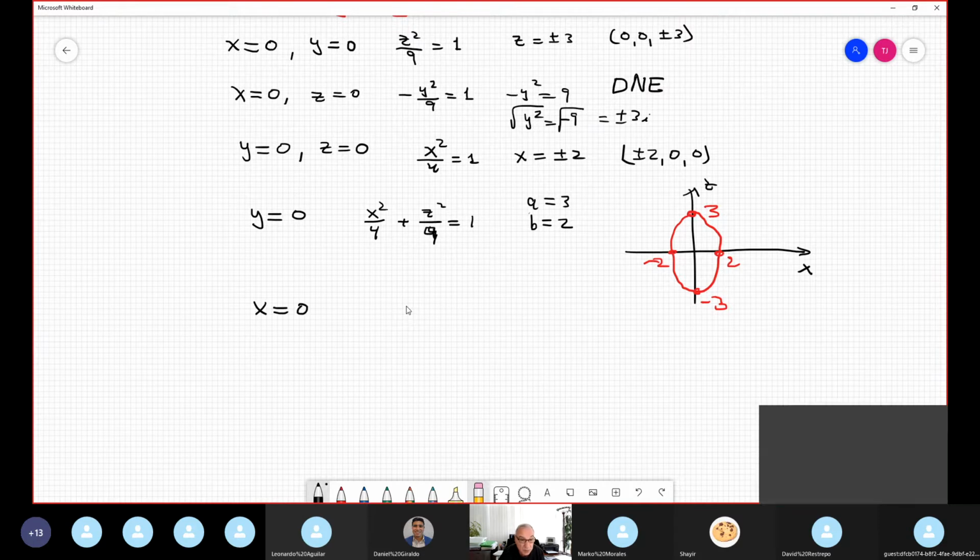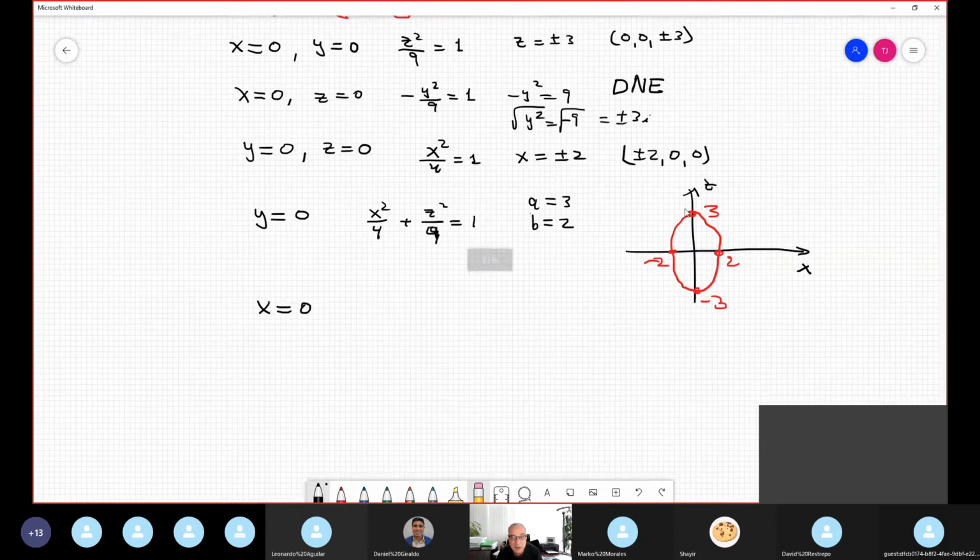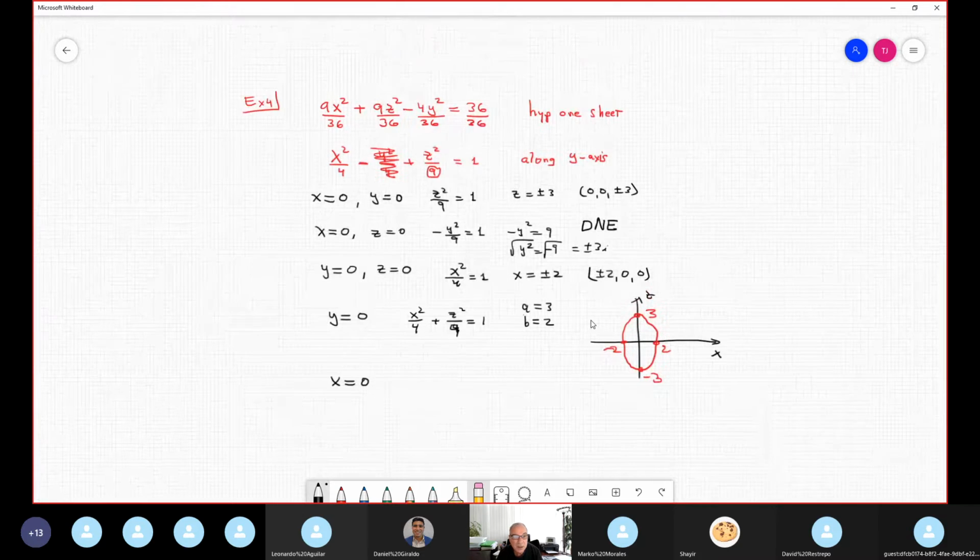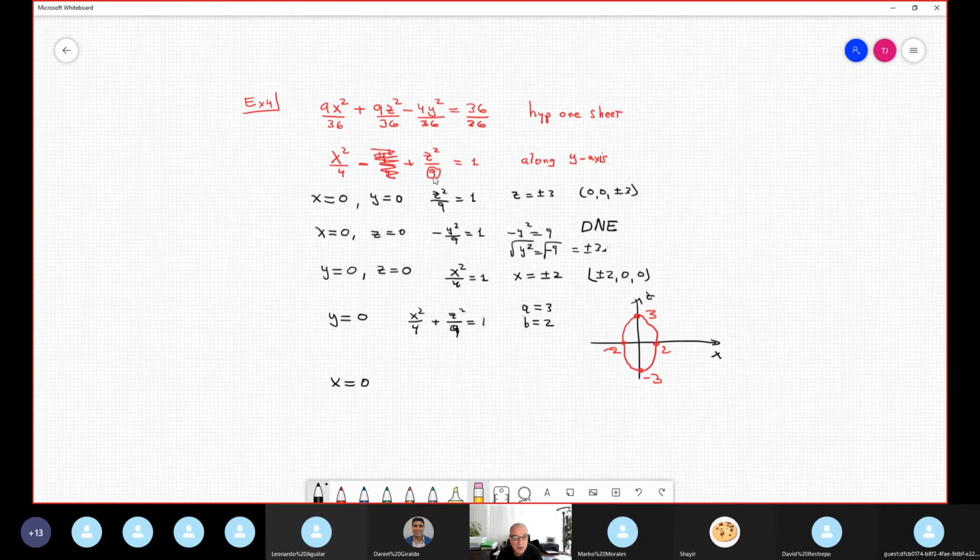X equals 0. Wait, I think it's 4. What's the problem? Okay, this is 9. This is 4. This is 4. If I assume that y is 0, it's different. No, it's not 4, it's 9. It's 9. 36 divided by 4 is 9, no? Does everyone agree or disagree? We are doing well now or no?